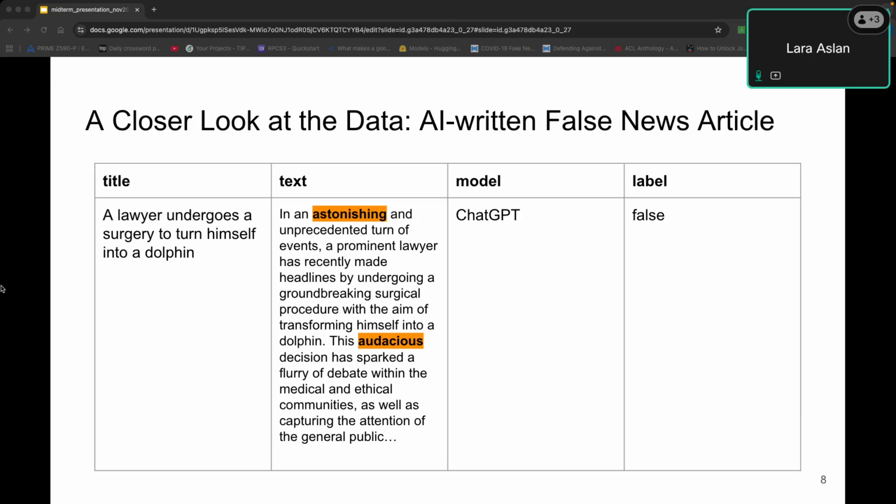The text used by AI is very neutral, at least compared to the human-written false news article. But you might notice certain clues in this text as well. For example, the overuse of sensational adjectives such as astonishing and audacious. Also, maybe one of you realized from the title of the article that this is a South Park episode.